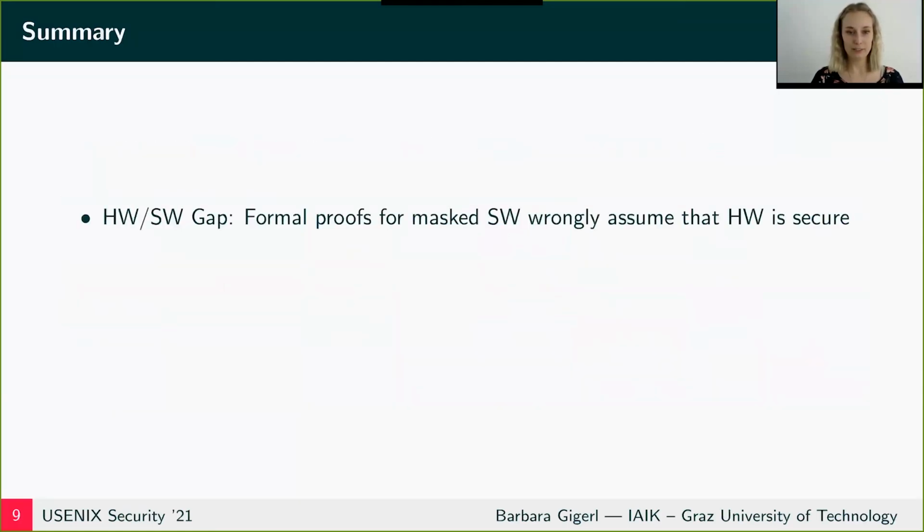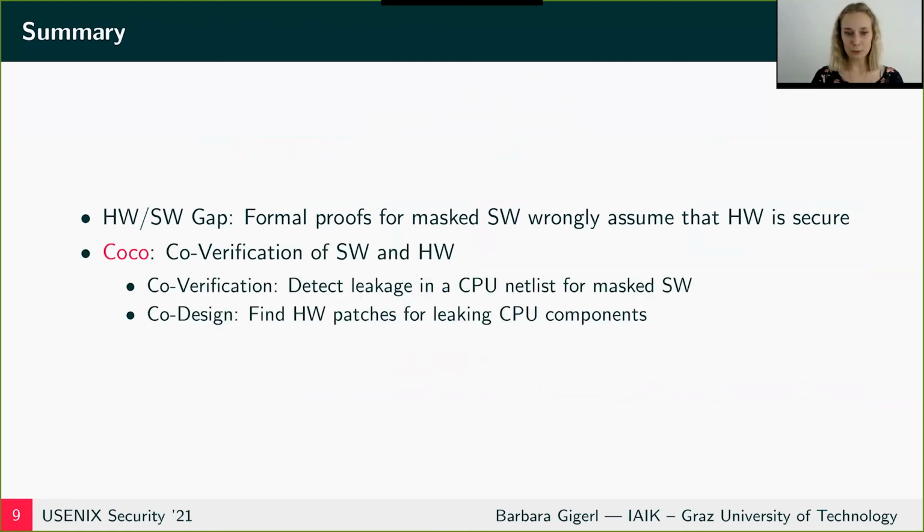Yeah, so this leads me to the end of my presentation. So with Coco, we tried to close the hardware-software gap. Existing tools only focused on masked software and did not consider the hardware. With Coco, we tried to co-verify software and hardware. And also we do co-design, which means that we find leaks in the CPU netlist by applying co-verification. And we have talked about how we verified and analyzed the RISC-V Ibex core and found leakages in that core.